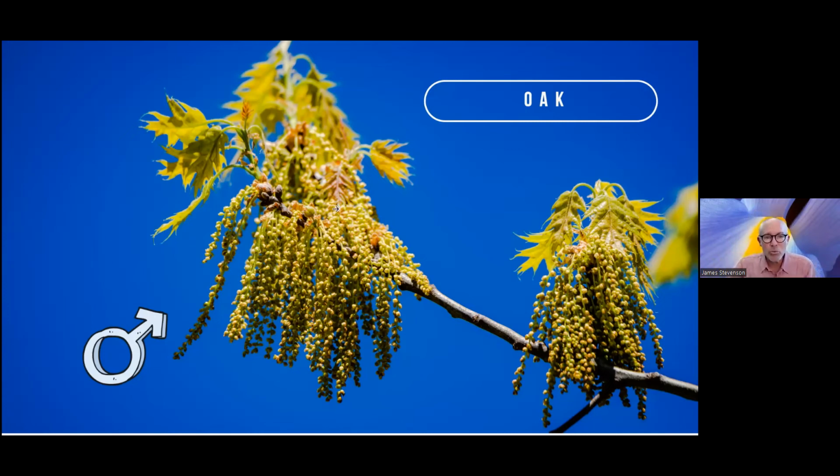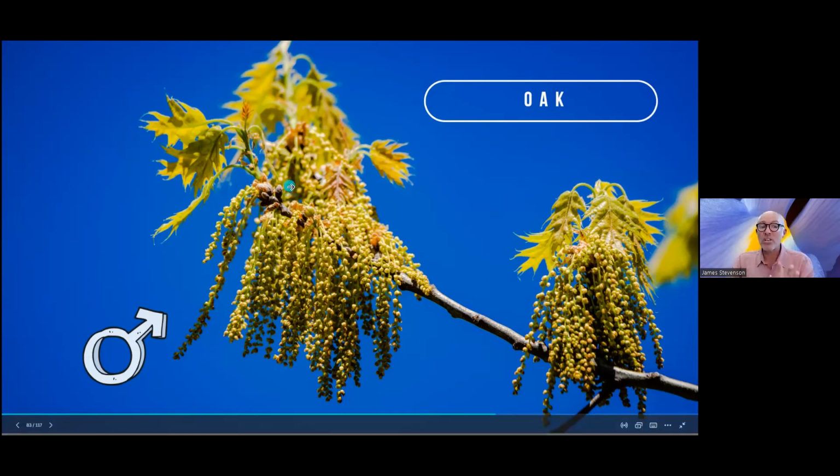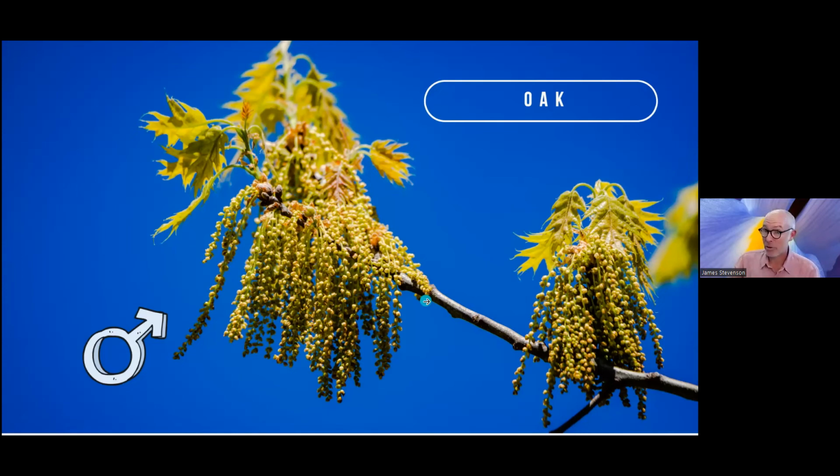So these are little ropes, little chains of tiny little flowers that are missing parts, but they have the parts that produce the pollen. So these are ropes of tiny little individual flowers that are nothing but stamens. These are called the male flowers. These are what send all the pollen into the air and then drop down on our cars. The oaks are a group of plants that have gone back to using the wind as their pollen messenger.